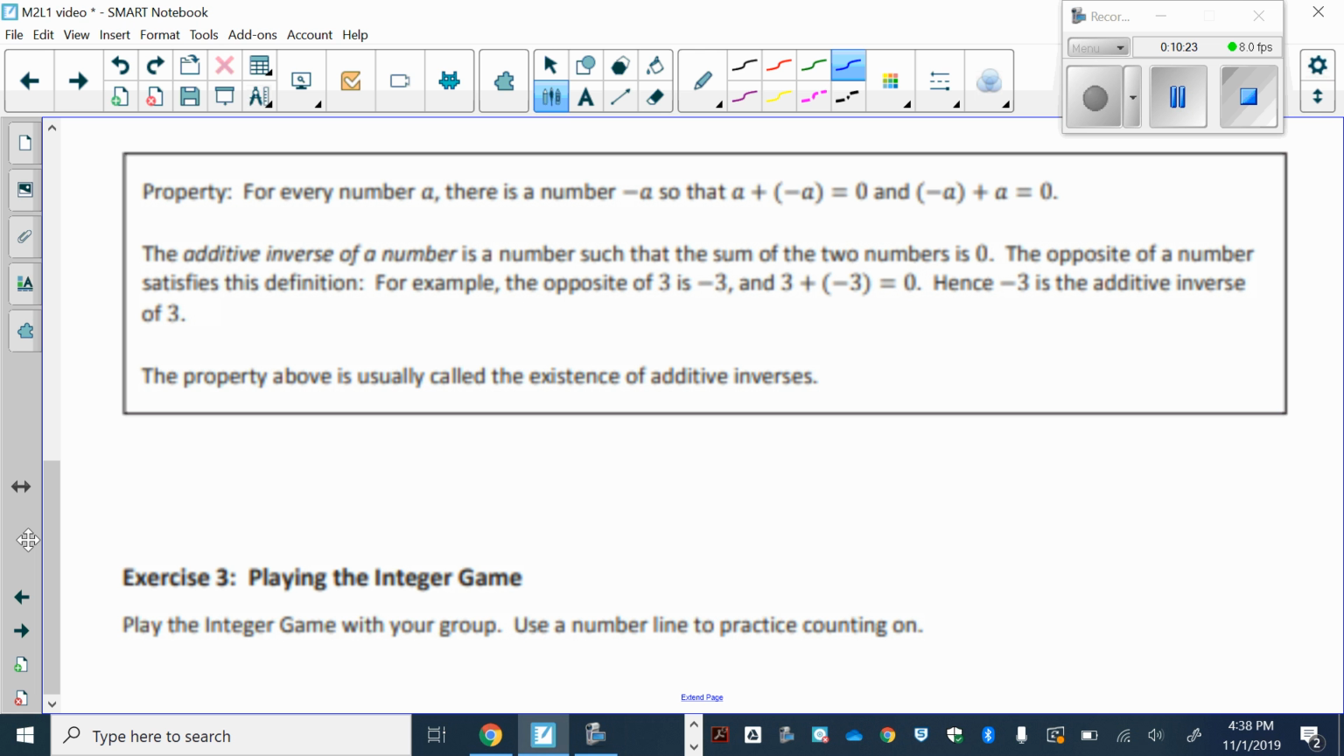So tomorrow in class, we will spend some time playing the integer game. I hope you paused, taken notes, jotted down any questions you have. You'll have an opportunity to ask them tomorrow.